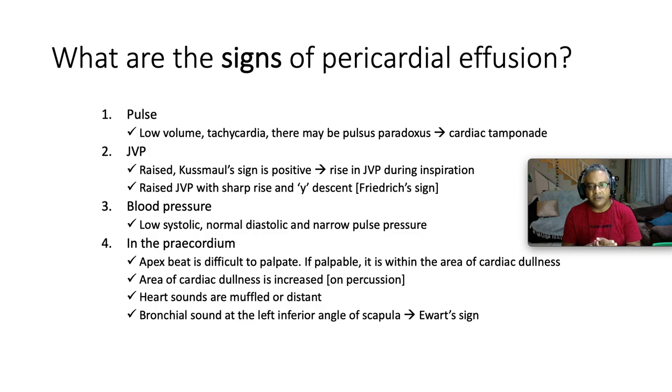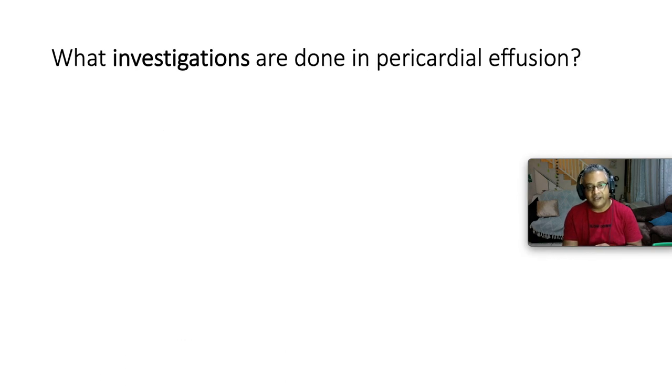Now, if the apex is palpable, it is within the area of cardiac dullness. The area of cardiac dullness is increased on percussion, but that is not a very reliable sign to elicit. Heart sounds are muffled or distant, and bronchial breathing may be heard at the left inferior angle of the scapula. That's what we call Ewart's sign. The liver is enlarged and tender.